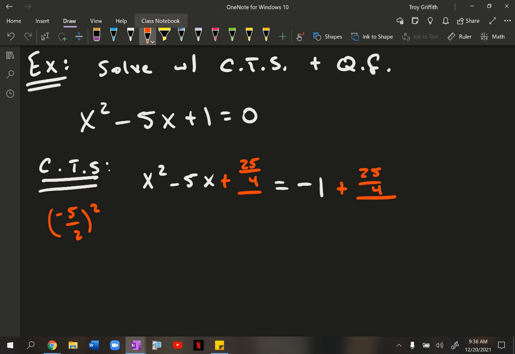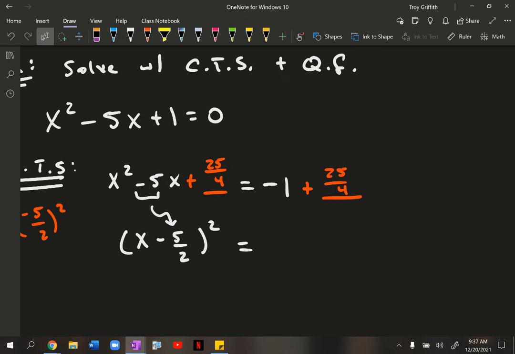All right, let's clean this up a little bit. On the left side of the equation, the whole point of completing the square, as I mentioned earlier, is so that I can write this as a quantity squared. Shortcut here is just take this middle term, cut it in half. So this is going to be x minus 5 halves, squared. That's going to be equal to, on the other side, negative 1 plus 25 over 4. Well, that's the same thing as negative 4 over 4 plus 25 over 4. And so negative 4 plus 25 is 21 over 4.